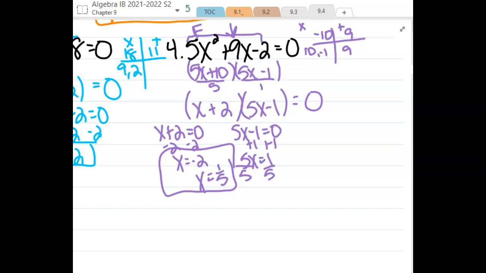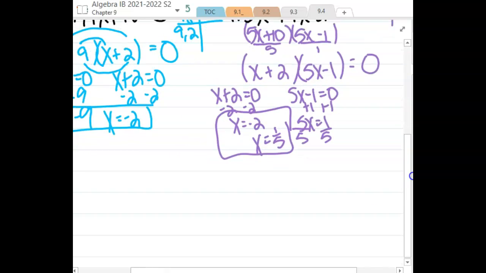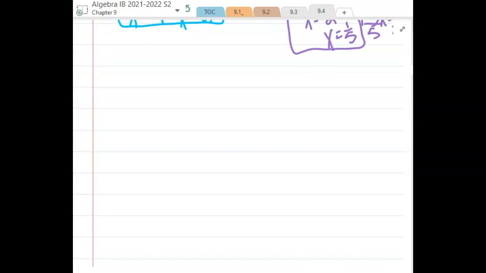Questions on number 4? All right, number 5. a squared equals 24 minus 2a. That's number 5, not 5a squared. Sorry.